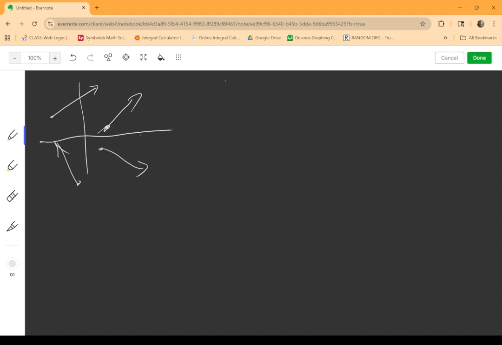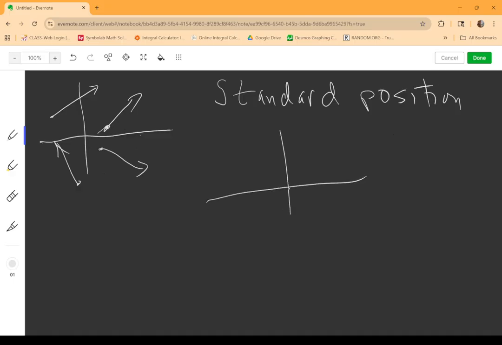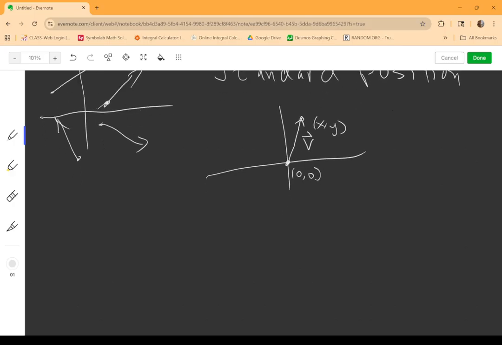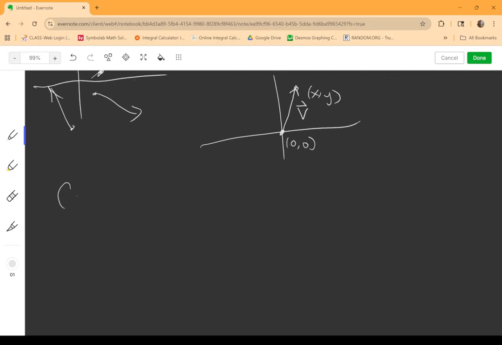And the first step in doing that is to define something called standard position. All right, so when we talk about standard position, we're referring to the initial point being at the origin, right? So the origin here being 0, 0, and then the terminal point just being somewhere out there, x, y. Any vector in standard position has the same property that its initial point is the origin 0, 0. Okay, so that leads us to being able to define what is the component form.